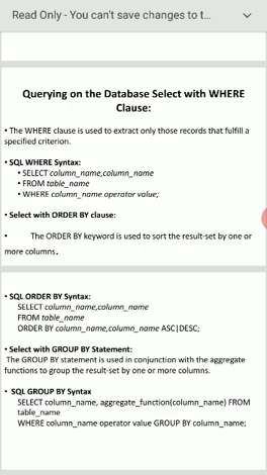The where clause is used to extract only those records that fulfill a specified criterion. I told you already, where salary greater than 5,000. It will extract only those tuples where salary is greater than 5,000. It will not extract those less than or equal to 5,000. How can we use this? SQL where syntax, you see: select column name, column name from table name where column name operator value.